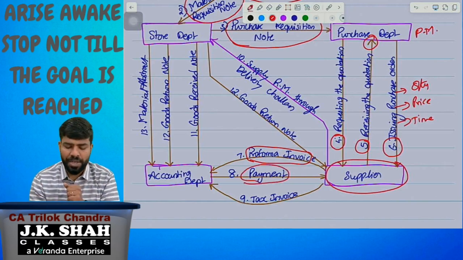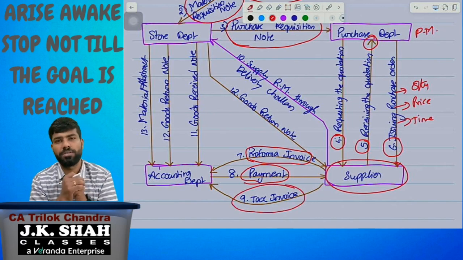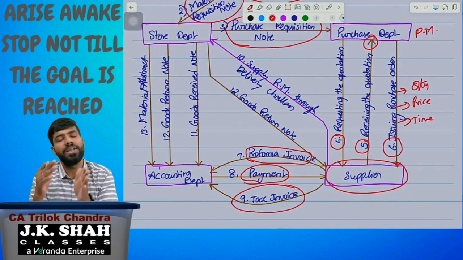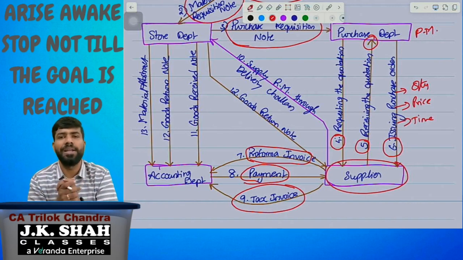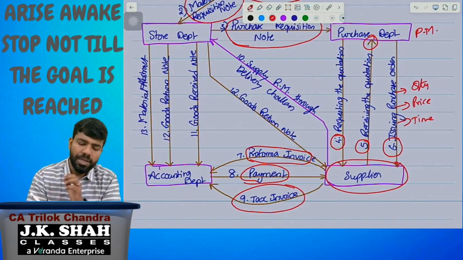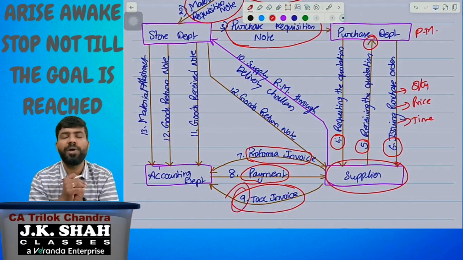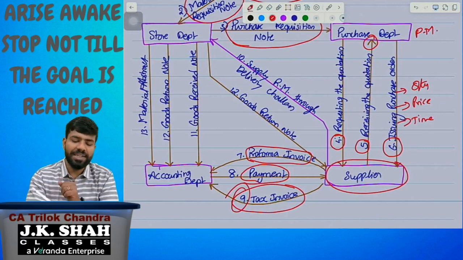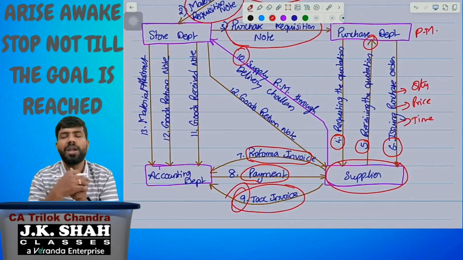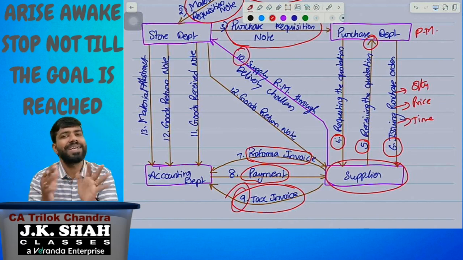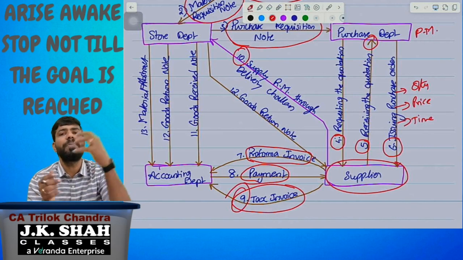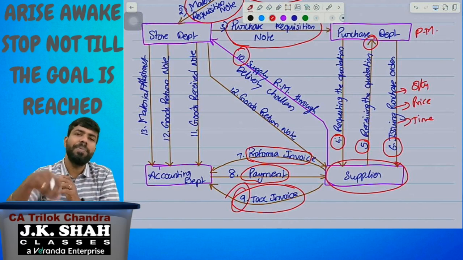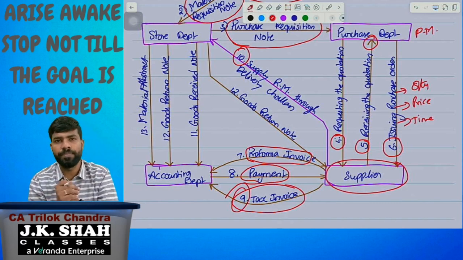Once he gets the payment, he will issue the tax invoice. So he received the payment and he has issued the tax invoice. Now it's time to supply the raw material. Now what will he do? See, this is the ninth point, the tax invoice, and in the 10th point, he is going to start supplying the raw material through the delivery challan or tax invoice. He will supply the raw material to which department? The store department. Directly he will supply the raw material to the store department of the company.